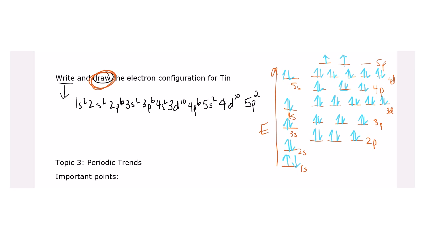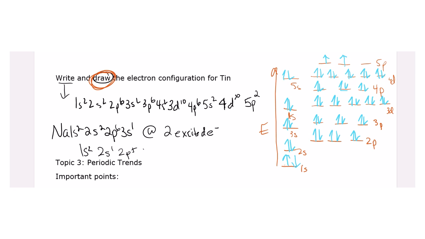How do you draw an excited state? If I give you sodium, 1s2, 2s2, 2p6, good, 3s1, and you're going to do 2 excited electrons. What would you do? You just move 2 around to a higher energy level, right? So 1s2, 2s1, 2p5, 3s2, what's after s? 3p1, something like that, right? So as long as you move 2 and it makes sense where you move them, that's how you get the marks on that one. Okay, moving on.